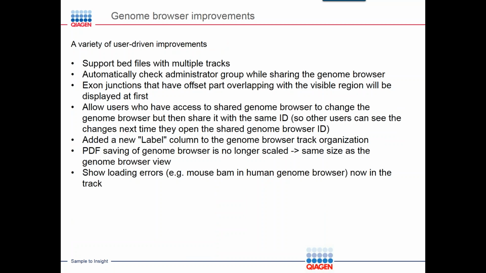Plus, a lot of those very user-specific improvements, such as, when we share a genome browser, can we allow users to keep the same ID so that other users cannot see the changes next time they open the shared genome browser ID? Or sort the exon junctions so that the overlap with the visible region will be weighted? Or when the user accidentally puts a mouse database in a human genome browser, what's going to happen?